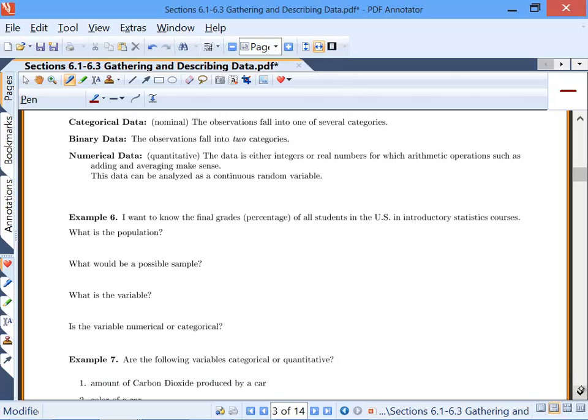So for example 6, I want to know the final grades percentage of all the students in the US in introductory statistics courses. So to start with, what is the population here? All students in the U.S. So all students in US in intro stats. What could be a possible sample? There's not a specific right answer to this, but what could be a possible sample?